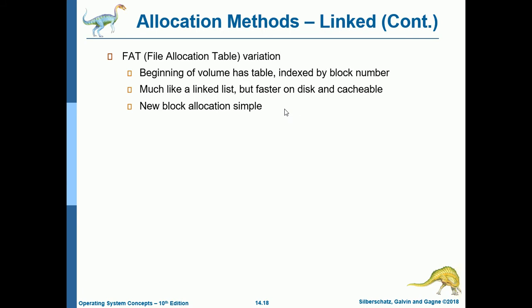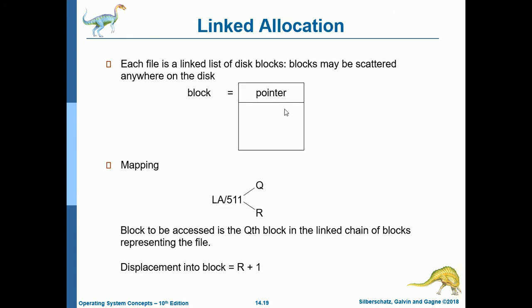Okay, an example of a linked allocation method is the FAT, or the file allocation table variation. The beginning of the volume has a table indexed by block number, much like a linked list, but faster on disk and cacheable. And new block allocation is simple.